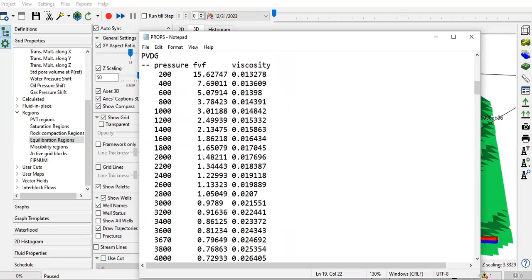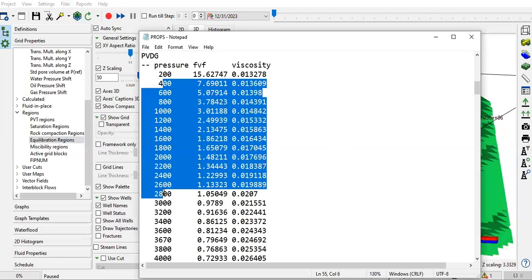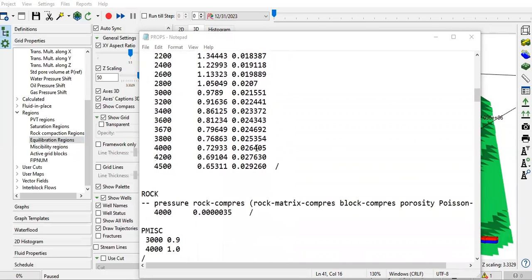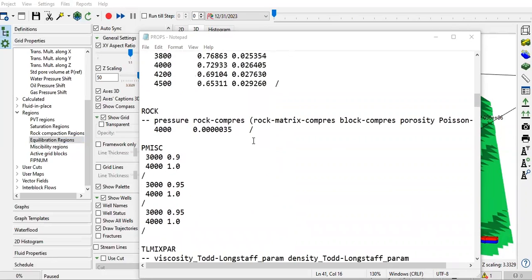And then PVDG, you have pressure there, and then formation volume factor, and then you have gas viscosity. Okay, and then rock, as usual, rock compressibility. Okay, so the reference pressure 4,000, and you have the rock compressibility at that pressure.